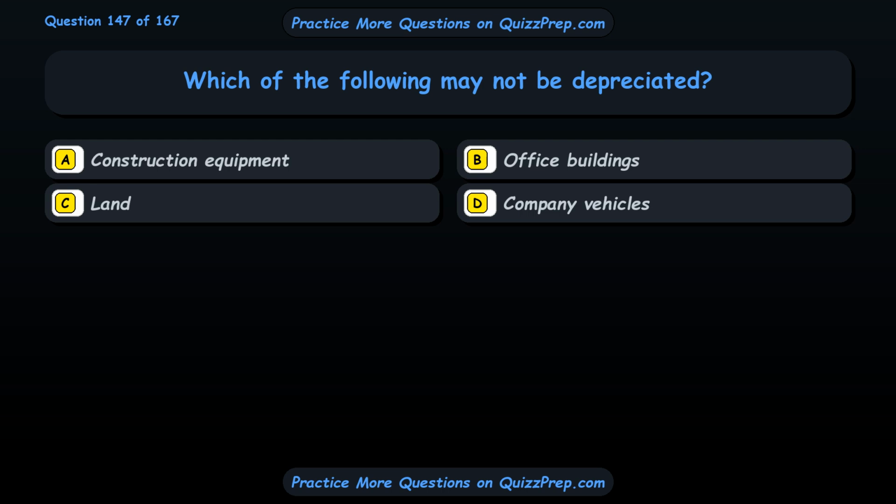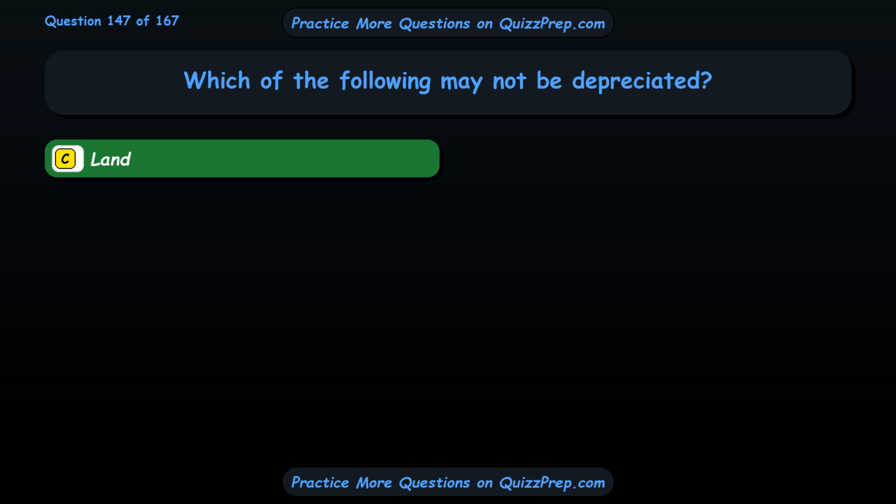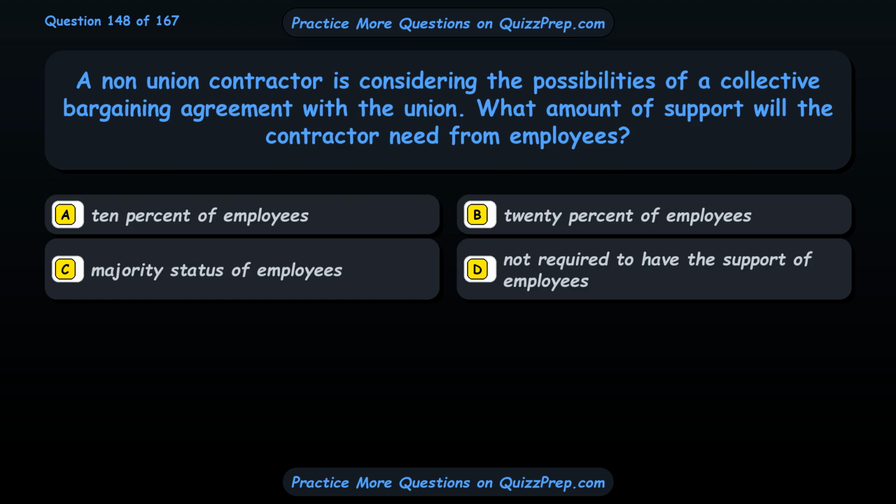Question 147. Which of the following may not be depreciated? Option A, construction equipment. Option B, office buildings. Option C, land. Option D, company vehicles. The correct answer is option C, land.